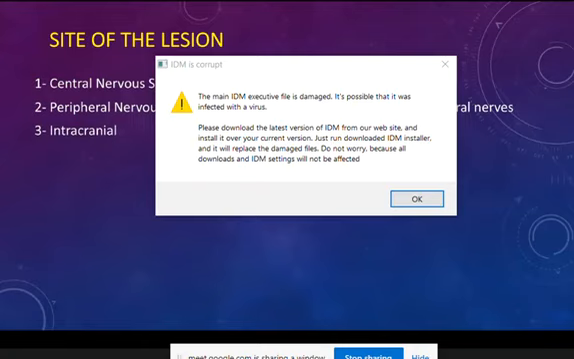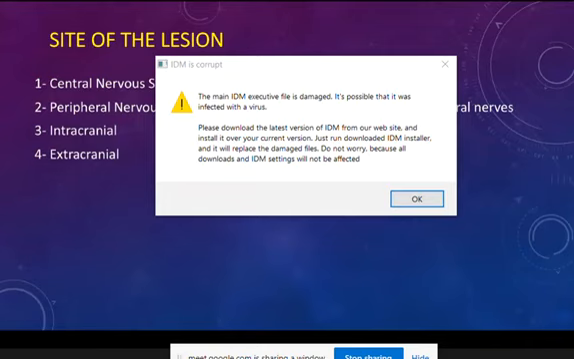Intracranial means a lesion in the structures inside the cranium. Cranium is the Latin word for the skull, so inside the skull. This includes the brain and its parts, for example, brain lobes, brain stem, and cerebellum. Call it intracranial lesion. And then we have extracranial lesion.